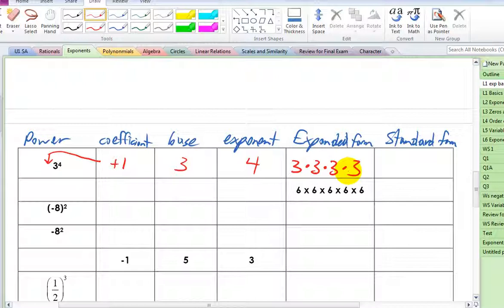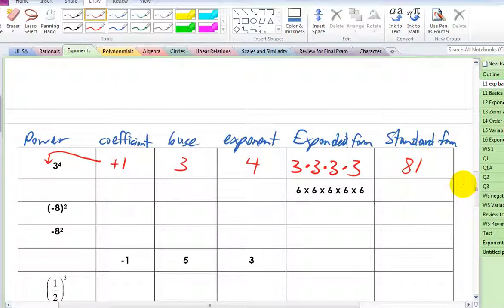How did you get 1 for the coefficient? If there's nothing there, it's always a +1. Oh, okay. Yeah, we'll be talking more about coefficients later with algebra and stuff. You might have seen it, might not have. And so standard form, I believe, is 81.